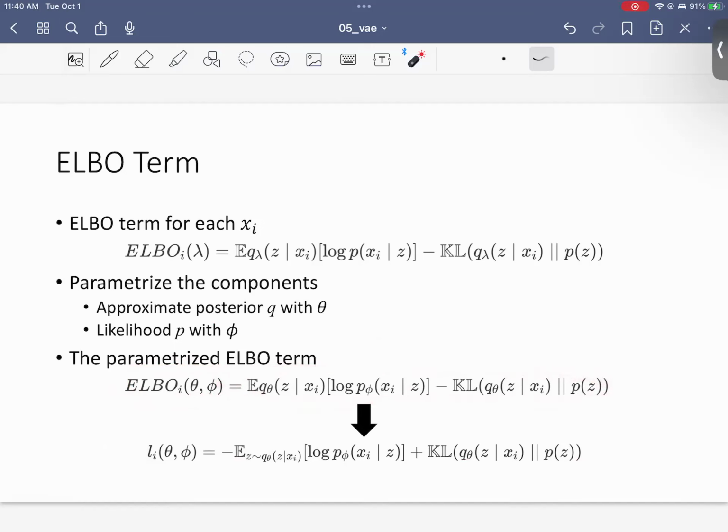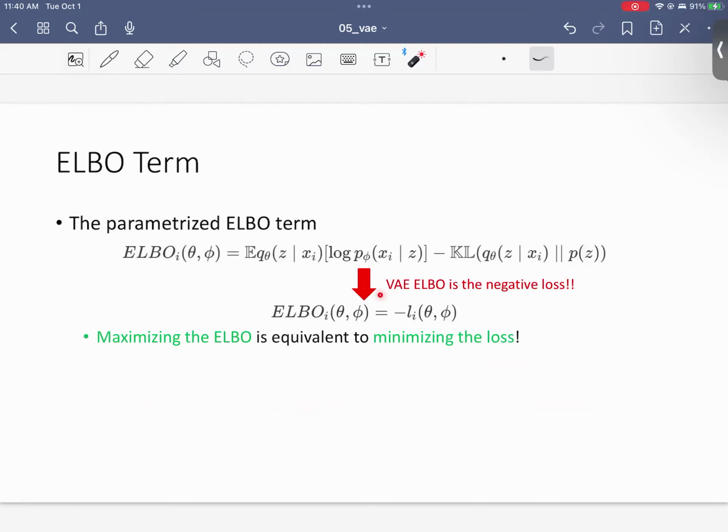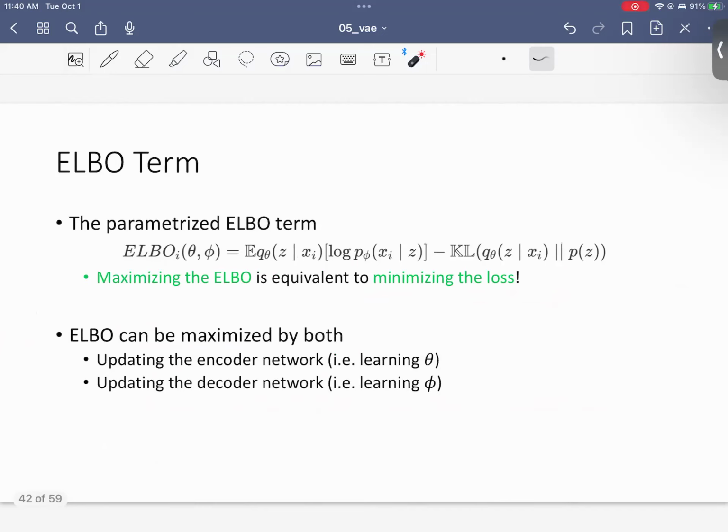All right, so far so good. All right, I'm going to move on. Yep, the ELBO is the negative loss, and that's it. So maximizing the ELBO is equivalent to minimizing the loss. And as I said, the ELBO can be maximized by updating both the encoder's parameter theta and the decoder's parameter phi. So we have two controllable parameters, but in reality, we just maximize them both at the same time, in an end-to-end manner. When we actually implement this VAE in PyTorch, we update these two parameters, theta and phi, at the same time in an end-to-end fashion.